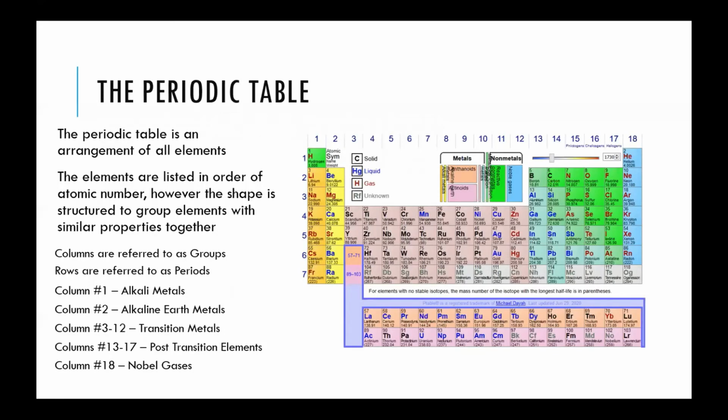So here is the periodic table itself. It's shaped in a way where the different elements are grouped in different sections. The columns are referred to as element groups, while the rows are referred to as periods. The elements listed in an atomic group usually have similar characteristics.